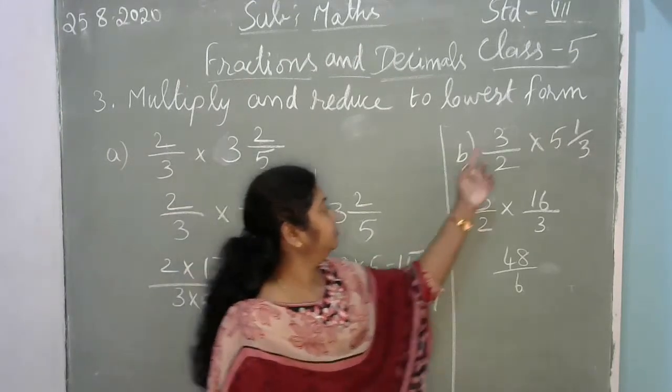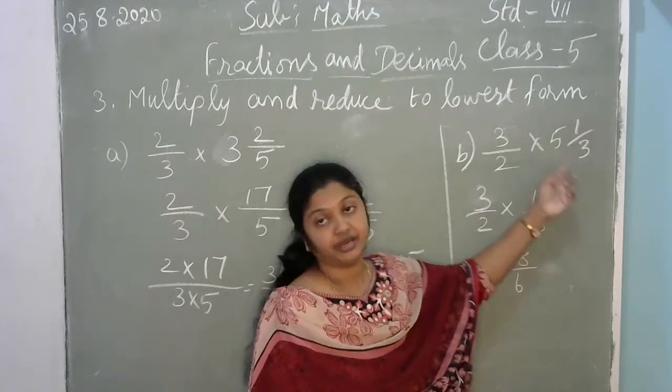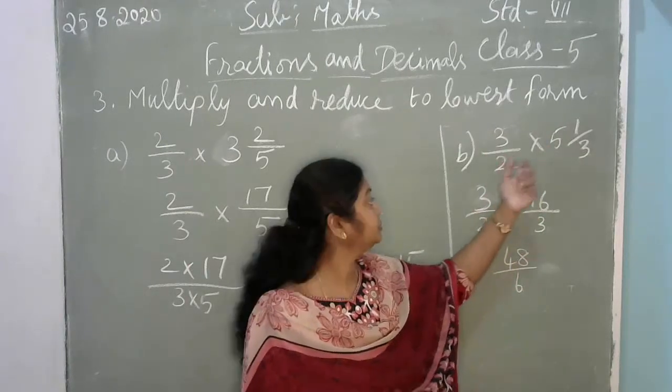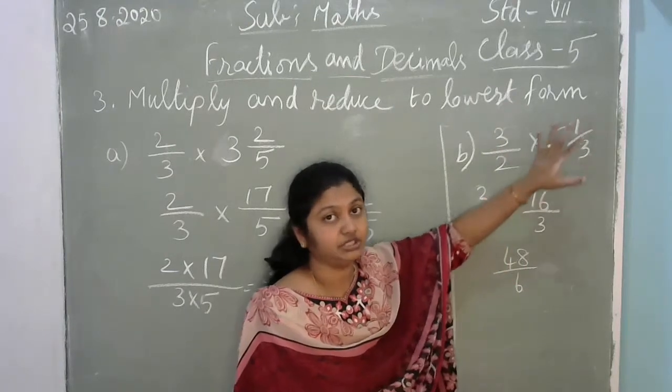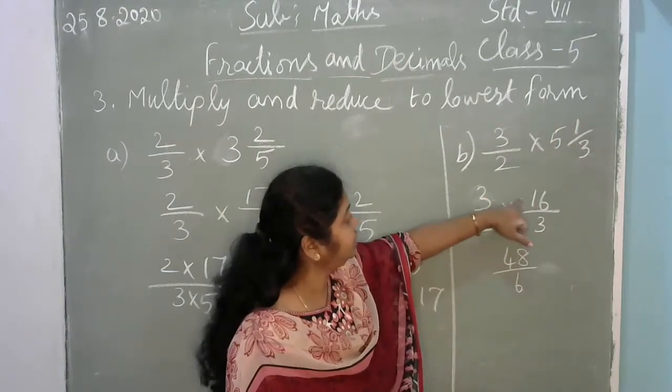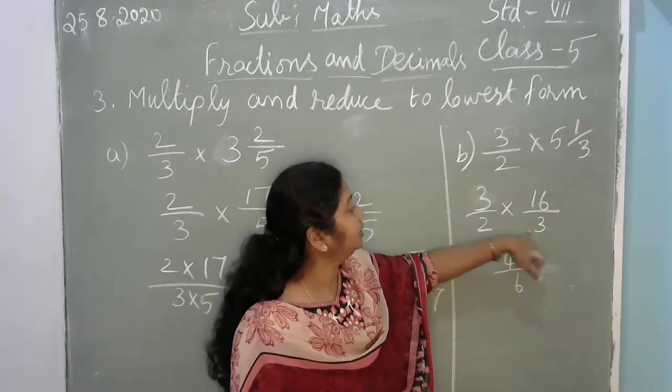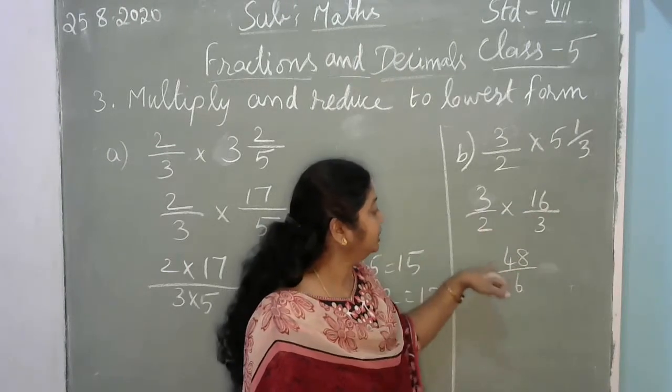See the next sum: 2 3/... divided by 2 into 5. One is a proper fraction, one is an improper fraction, and one is a mixed fraction. This mixed fraction you have to change into an improper fraction. See, I changed it, so I got 16 by 3. So directly I multiplied.